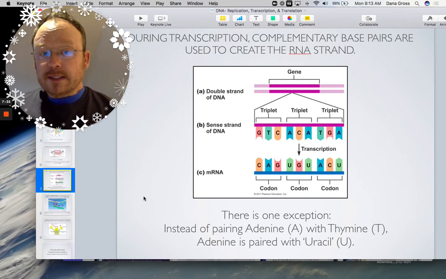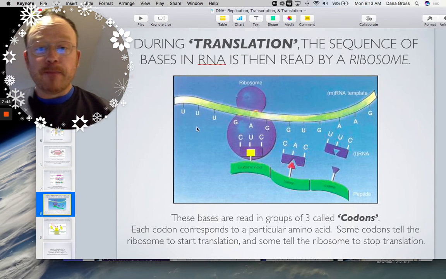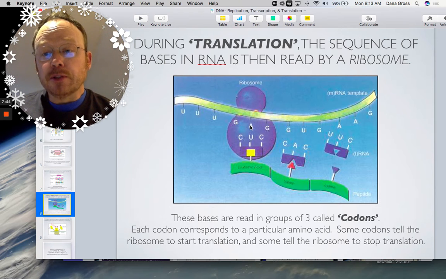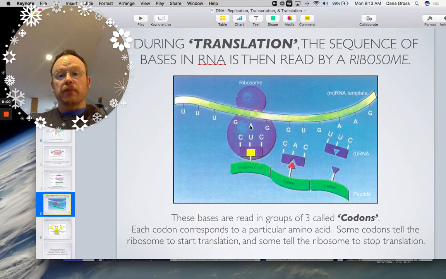This is just showing that A pairs with U. Once in the cytoplasm, this strand of messenger RNA, shown here as this yellow ribbon, is turned into proteins. To understand that, we have to understand that a protein is basically a long chain of amino acids. You've probably heard of amino acids before.